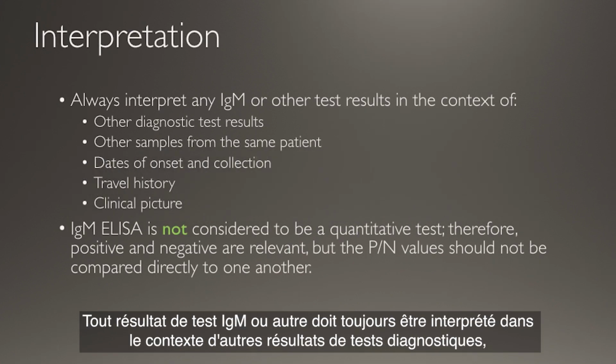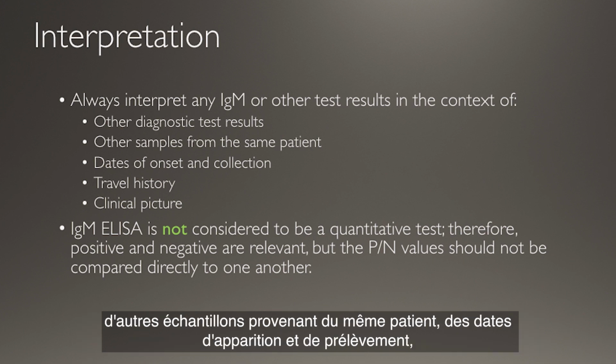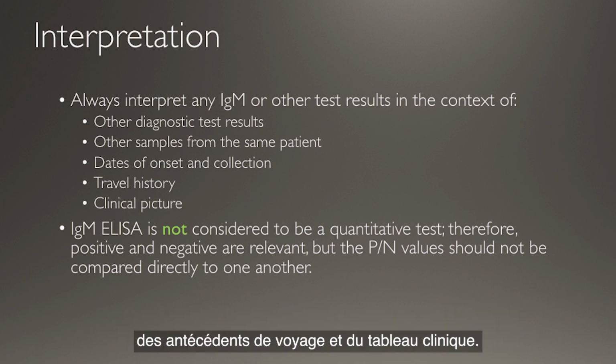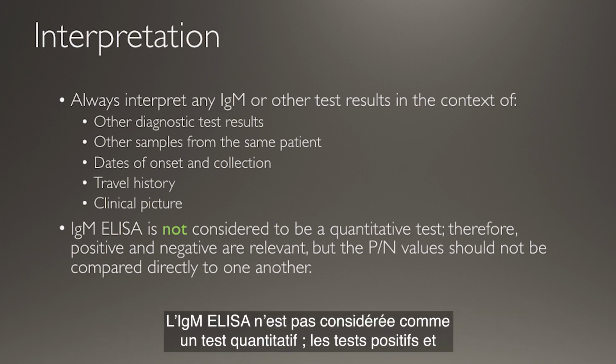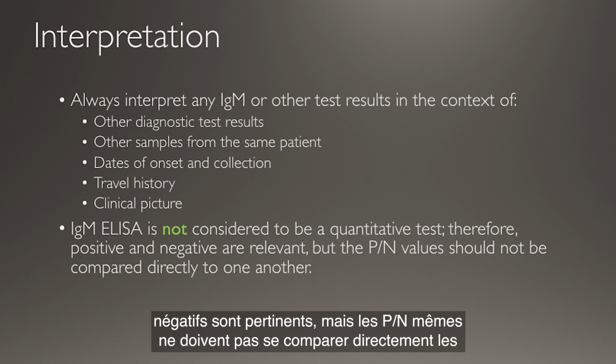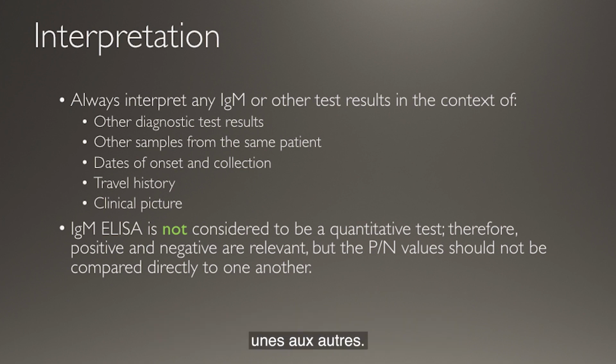Any IgM or other test results should always be interpreted in the context of other diagnostic test results, other samples from the same patient, dates of onset and collection, travel history and clinical picture. IgM ELISA is not considered to be a quantitative test. Therefore, positive and negative are relevant, but the P/Ns themselves should not be compared directly to one another.